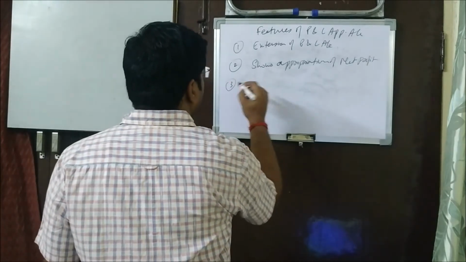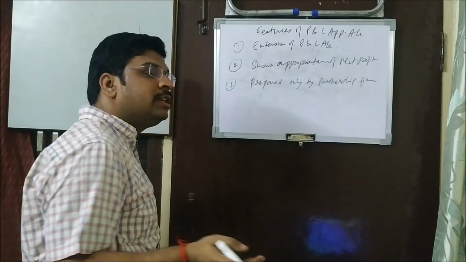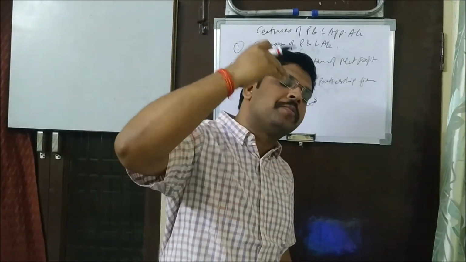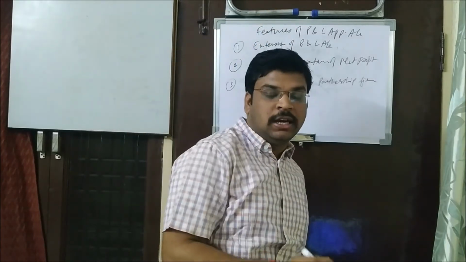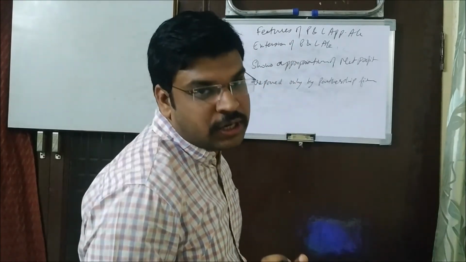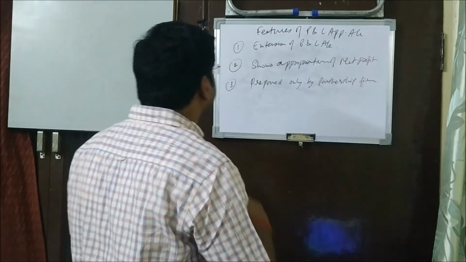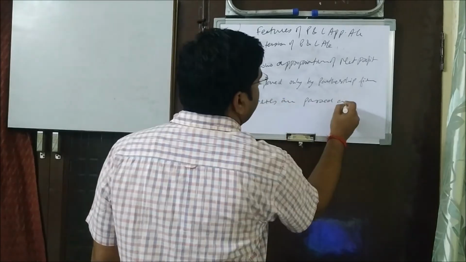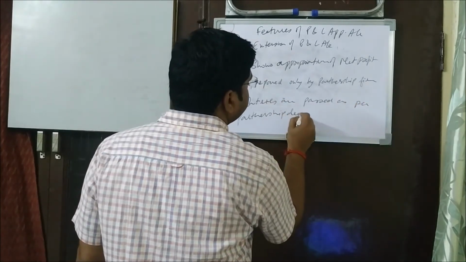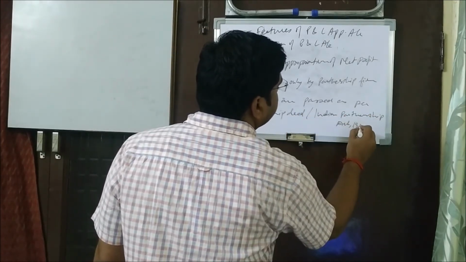Another point: it is prepared only by a partnership firm. Even in the case of a company, it is not prepared. It used to be prepared earlier under the Companies Act 1956, but now it has changed. Now the Companies Act 2013 is in force, and according to that, no profit and loss appropriation account is prepared. So at present, it is prepared only by a partnership firm. Now the last point: entries are passed as per partnership deed or Indian Partnership Act 1932.